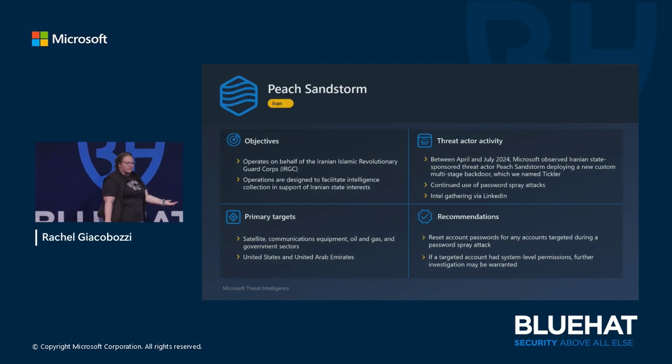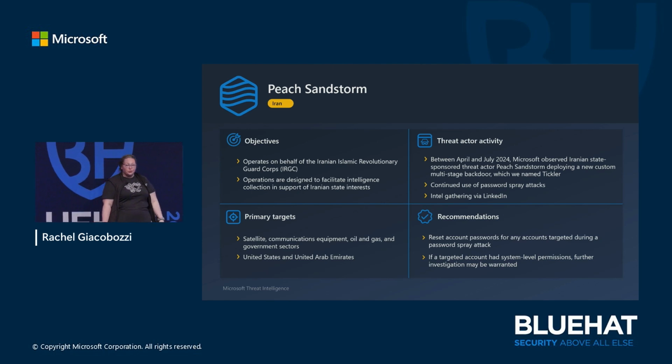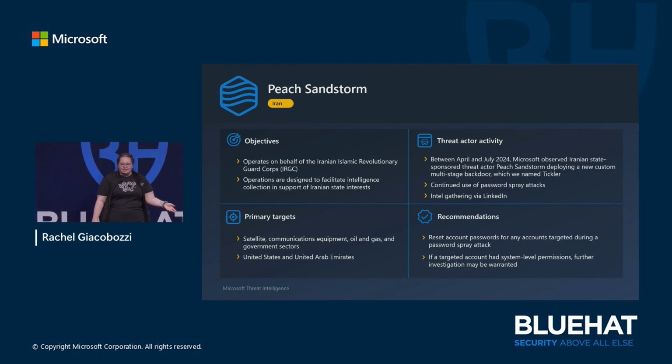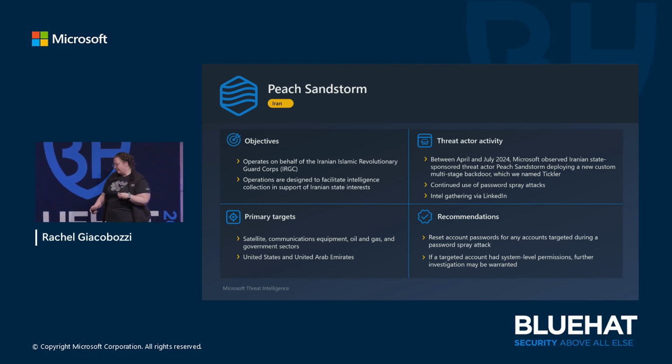We're gonna move along to Peach Sandstorm. Peach Sandstorm is an Iranian group. They are backed by the Iranian Islamic Revolutionary Guard Corps. They target satellite communications, oil, gas, and governments, usually in the United States or the United Arab Emirates. They like to use password spray as their initial access vector, and their goal is to facilitate intelligence collection, really to support the Iranian state interests.